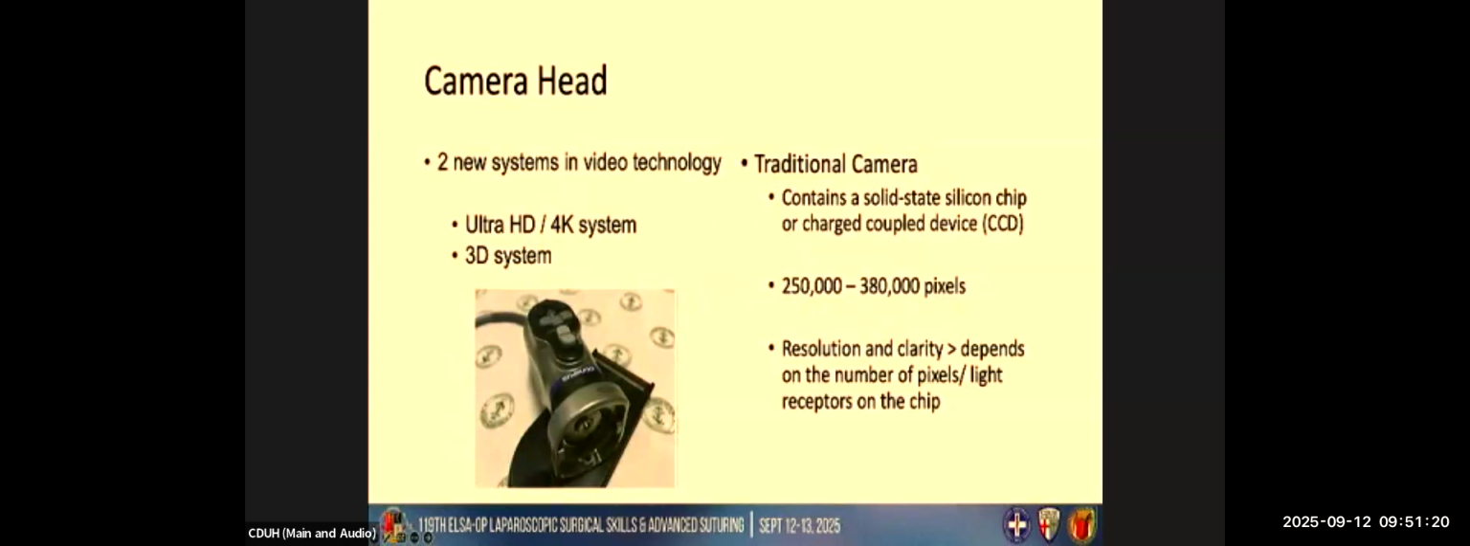Currently, there are two new systems in video technology, namely the UHD 4K system and the 3D system. The traditional camera contains either a solid-state silicon chip or the charge-coupled device. A standard endolaparoscope contains approximately 250,000 to 380,000 pixels. The resolution and clarity of the image depends on the number of pixels on the chip, and interestingly, will also depend on the resolution capability of the monitor. So it has to be compatible.